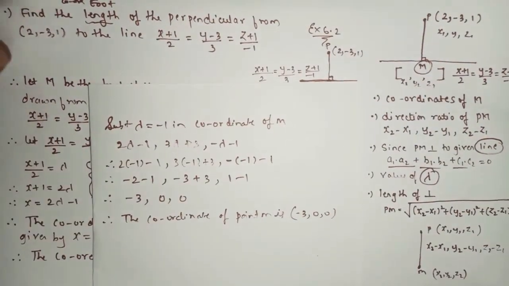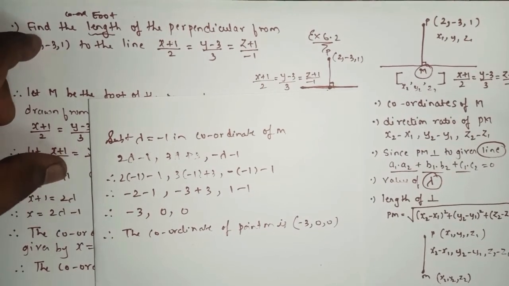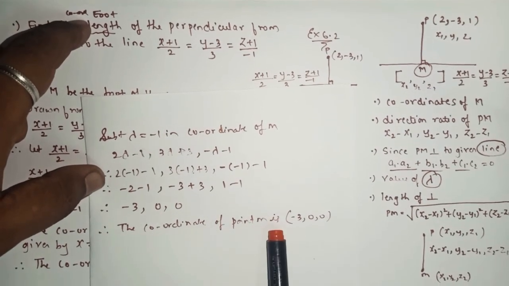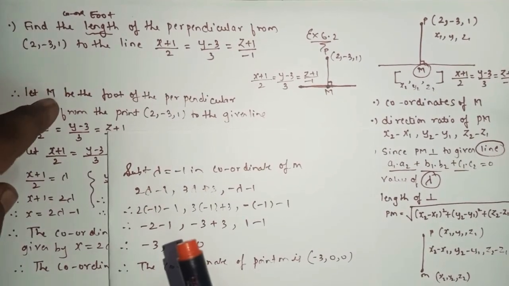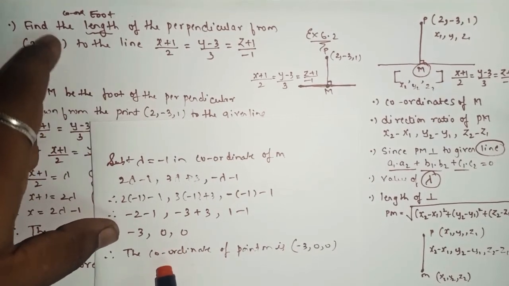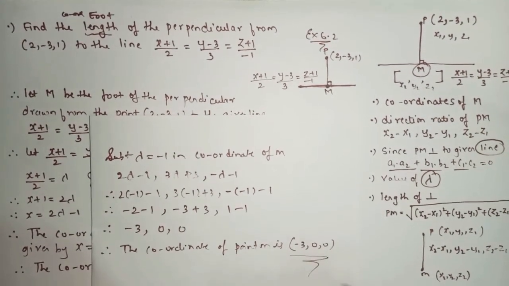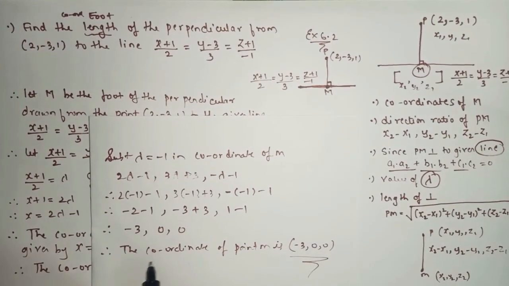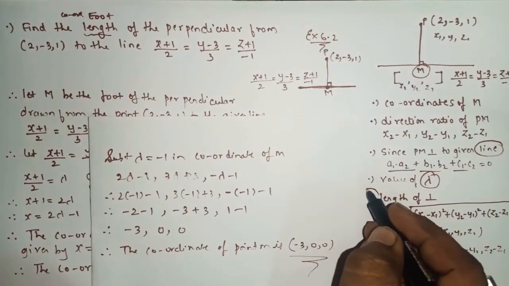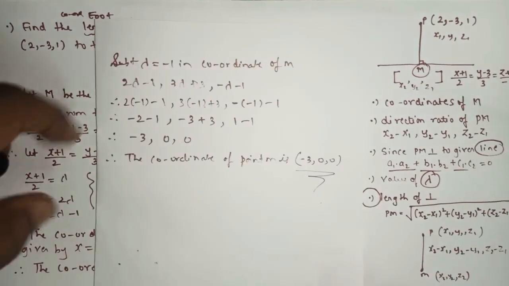Okay, so as I told, sometimes they will say that you have to find the coordinate of the foot. So this is the coordinate of the foot because we took M as the foot of the perpendicular. Yes or no? So if they say that, you simply have to find the coordinate of the foot, and this will be the final step. And if they say that you have to find the coordinate of the foot and also the length of the perpendicular, there is one more step which you have to follow: you have to find the length of the perpendicular.